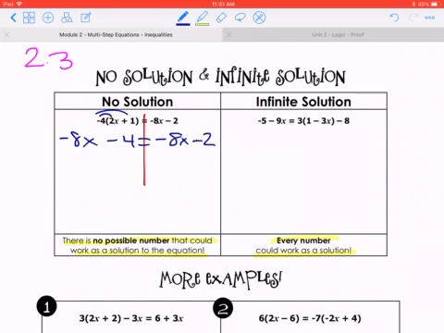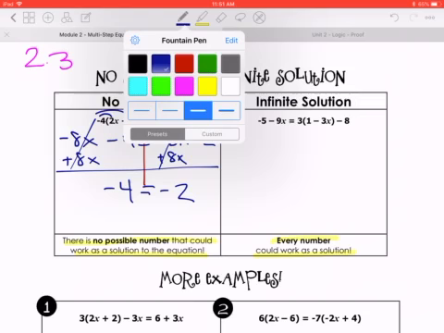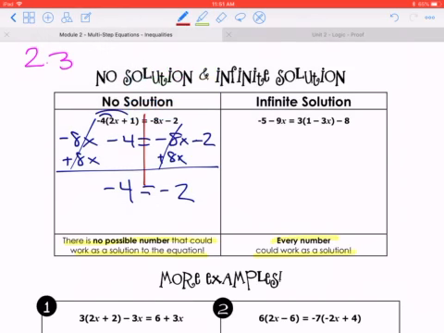Now we're going to get all of our variables on one side, so I'm going to add 8x. As soon as I do that, you should notice something. My variables cancel out. And now look what happens. It says negative 4 equals negative 2. Is that ever possible? Hopefully you are shaking your head no, because negative 4 is never equal to negative 2. So this is a no solution, and that's what you would actually write when that happens.